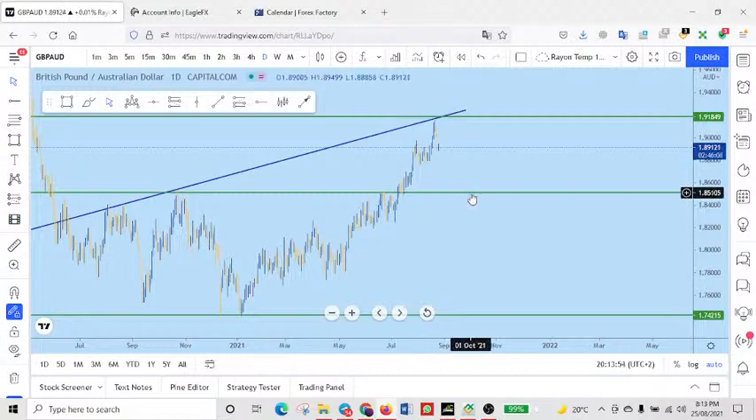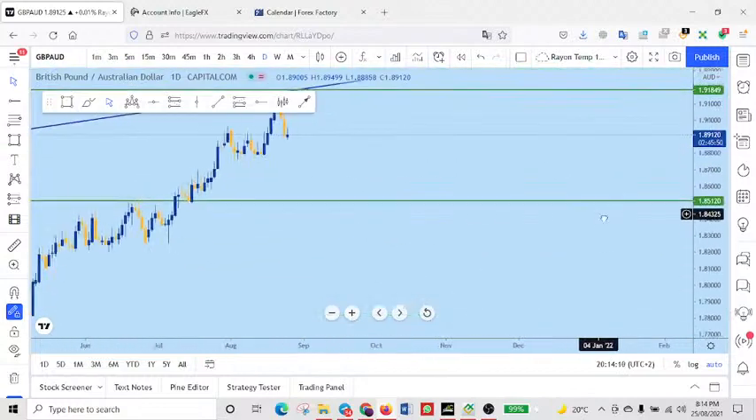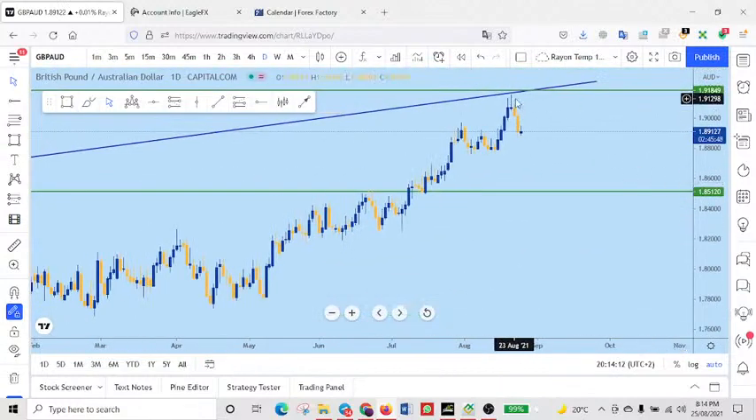Looking at this on the daily time frame, we already know that price is dropping. If I zoom in, let's see what is happening. Look at this beautiful rejection candle at this point, a daily rejection at this point.